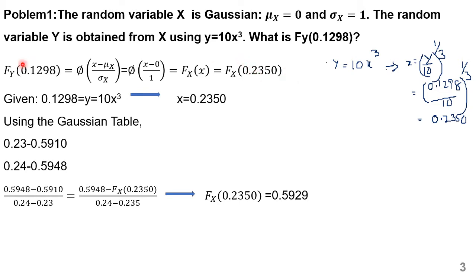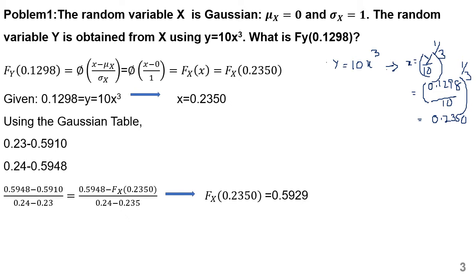Fx of 0.2350 is always given by phi, that is the CDF, of (x minus mu x) divided by sigma x. Here mu x is 0 and sigma x is equal to 1. Therefore, it is phi of 0.2350. So we need to find phi of 0.2350. We make use of the Gaussian table given in Appendix B of Richard Williams' book on probability, statistics and random processes for engineering.